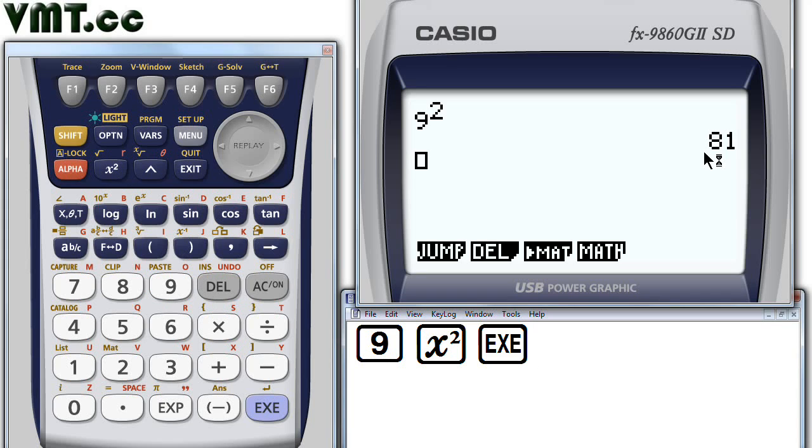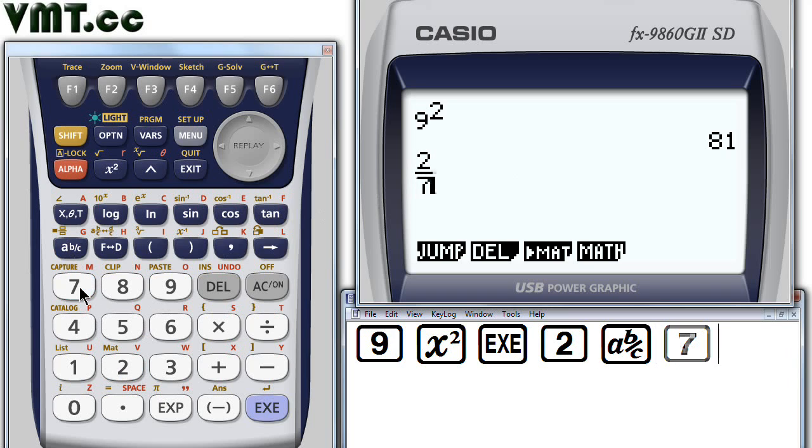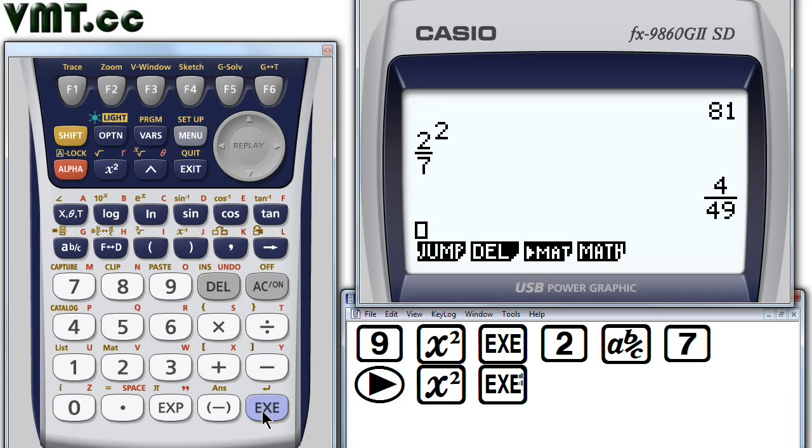For our second example, we want to find the square of a fraction. So just input the fraction first, 2, fraction key, 7, get out of the fraction, right arrow, and then press the x squared button. Even though it looks like just the 2's being squared, the calculator is really squaring the entire fraction. If you don't like the way this looks, enclose the fraction within a set of parentheses. In this case, it's okay, press execute. There's our answer, 4/49.